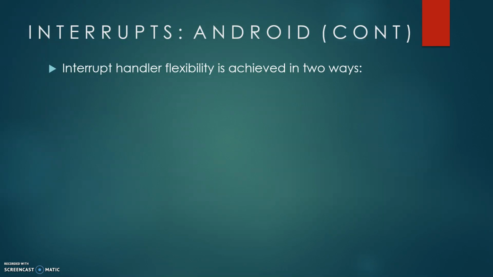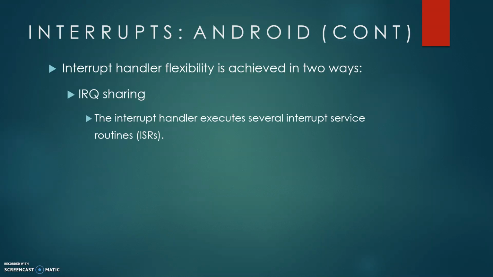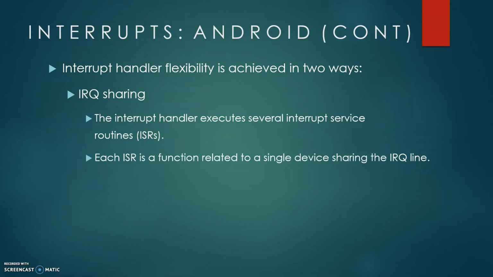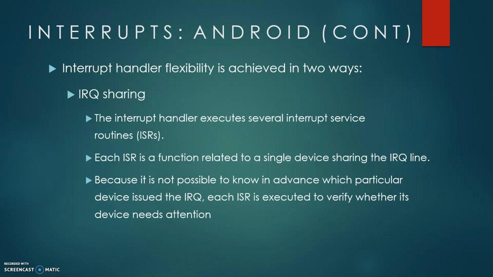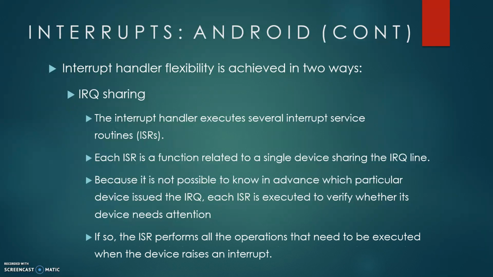Interrupt handler flexibility for Android, which is a Linux OS, is achieved in two ways. The first one is IRQ sharing. The interrupt handler executes several interrupt service routines, which are called the ISRs. Each ISR is a function related to a single device sharing the IRQ line. Since it's not possible to know in advance which particular device issued the IRQ, each ISR is executed to verify whether the device needs attention or not. If it does, the ISR performs all the operations that need to be executed when the device raises an interrupt.